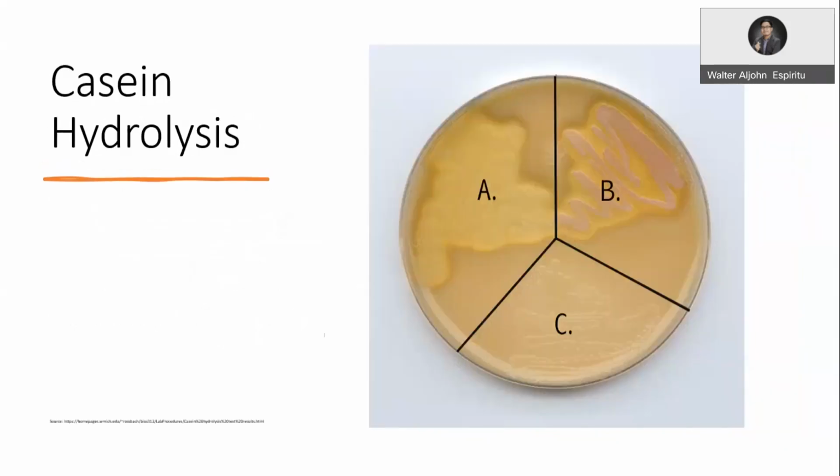So this is an example of a plate with casein agar. As you can see, at the point of inoculation there is clearing in the microbes, so these microorganisms are capable of utilizing casein. But in letter C, there is a streak of inoculation and we do not see any clearing. So therefore, they cannot utilize casein as a source of energy.